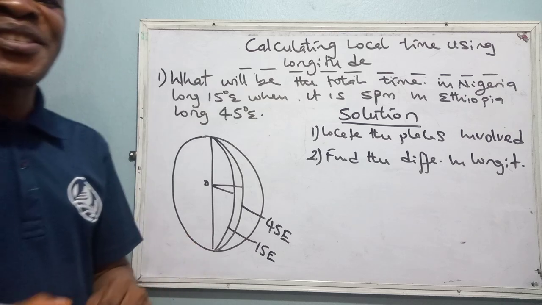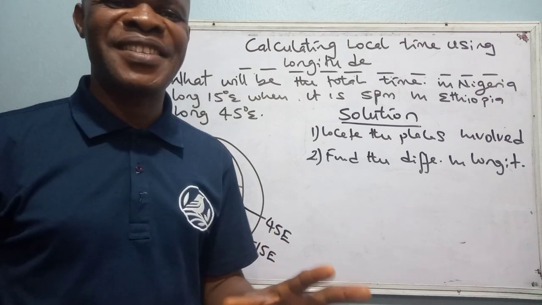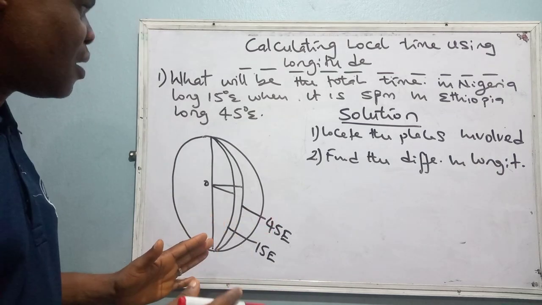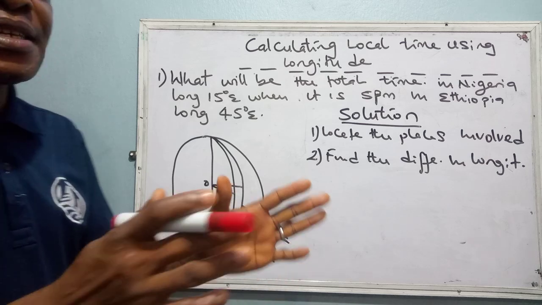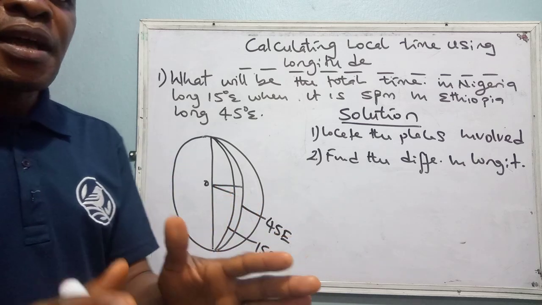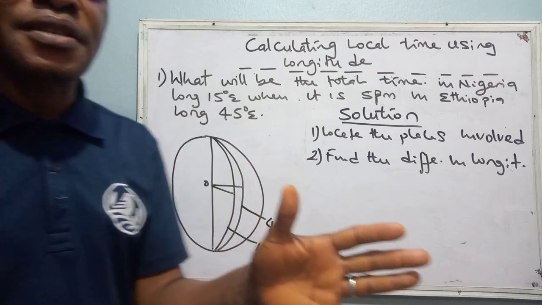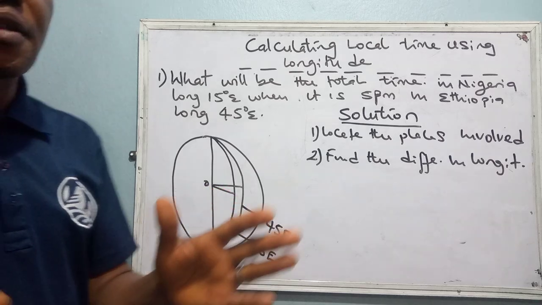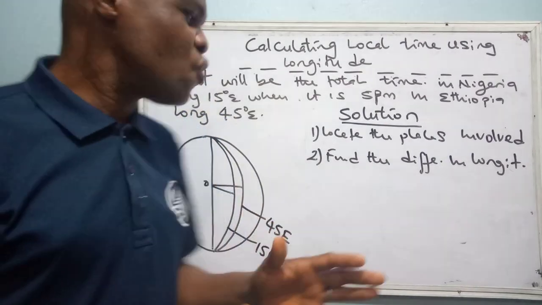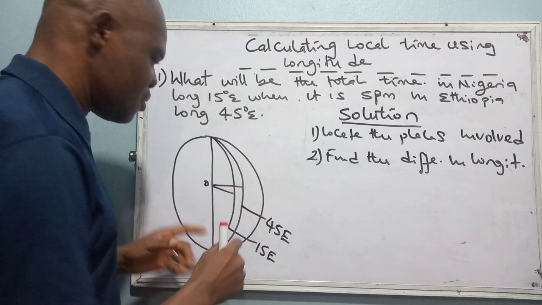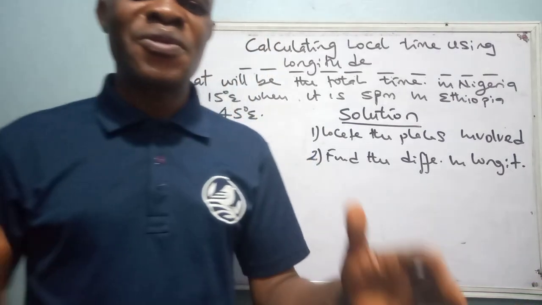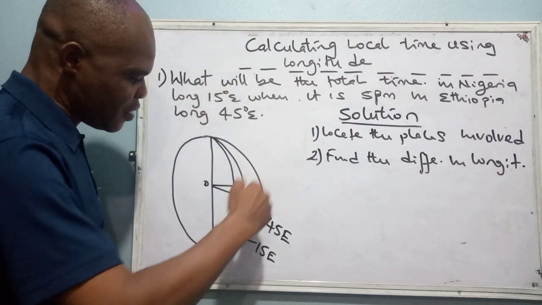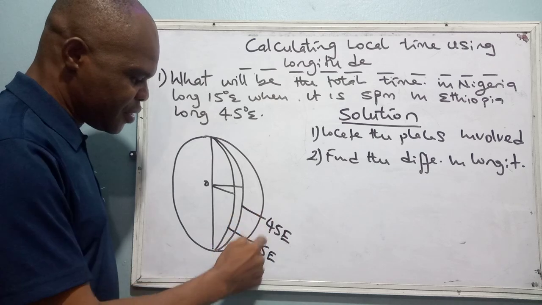So we have a principle guiding this, and you must pay attention to this principle. What's the principle? When you have two places in the same hemisphere, east, you subtract their longitudes. If it is on the west, you subtract their longitudes. But if the two places are on the east and west, you add their longitudes. So that's the principle. So here now, these two places are found in the same hemisphere, which is east and east.